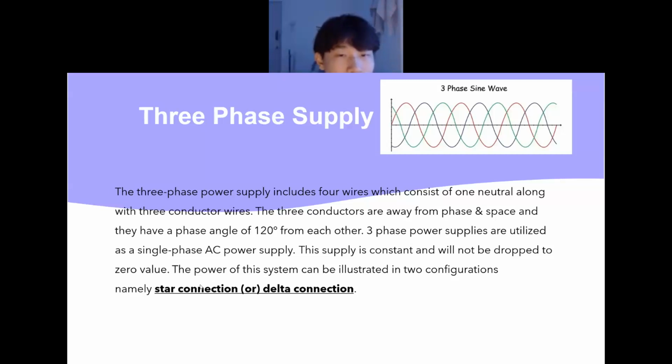Next is the three-phase supply. The three-phase power supply includes four wires which consist of one neutral along with three conductor wires. The three conductors are out of phase and have a phase angle of 120 degrees from each other. Three-phase power supply is utilized like a single-phase AC power supply. This supply is constant and will not drop to zero value. The power of this system can be illustrated in two configurations, namely star connection or delta connection.